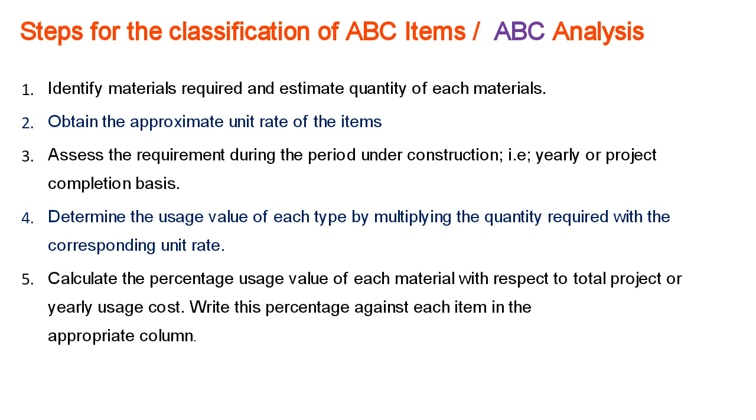Now, the steps for the classification of ABC items. There are some steps and procedures which can be followed to perform this ABC classification or categorization, called ABC analysis. One is identify the materials required and estimate the quantity of each material, then obtain an approximate unit rate of the item. See, suppose we have a project, and suppose we get a BOQ, right?